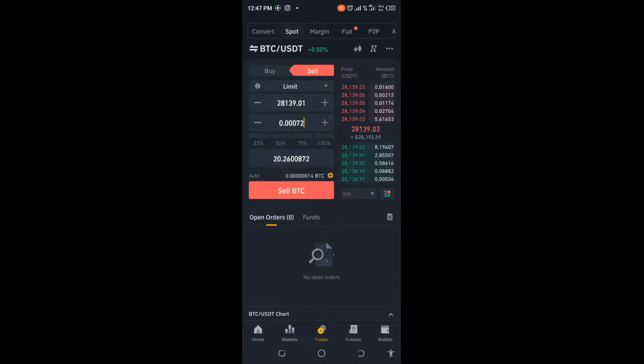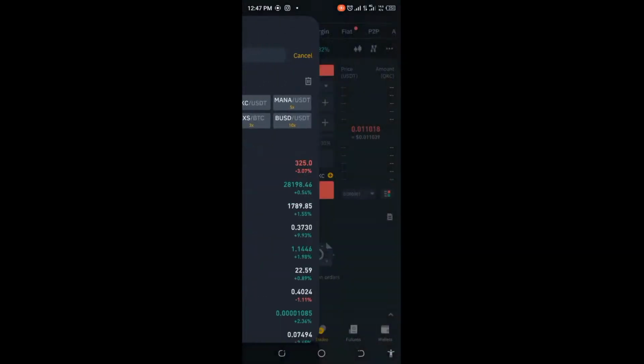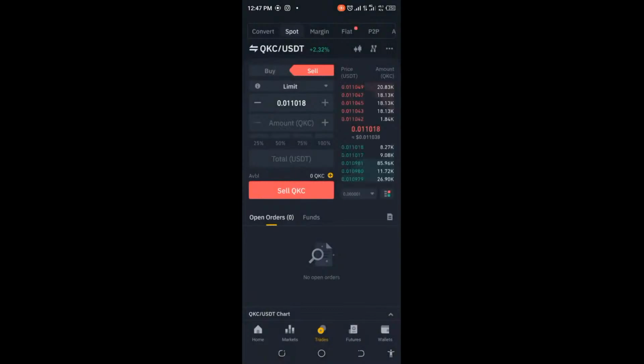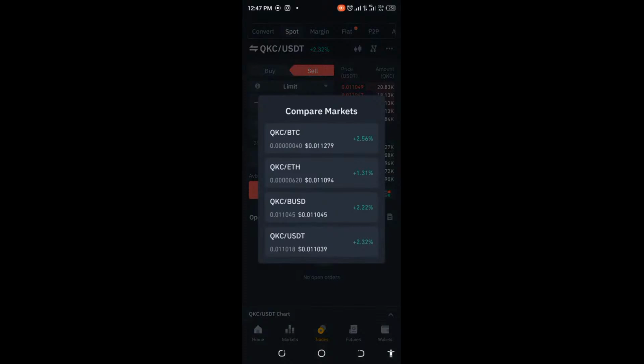This is a triangular arbitrage within Binance. So let's go ahead and do this. Are we ready? Let's hope that this is going to go through fast. Okay, so let's go ahead and go straight to our QKC USDT. But before we go ahead, let's make sure that everything is still intact.